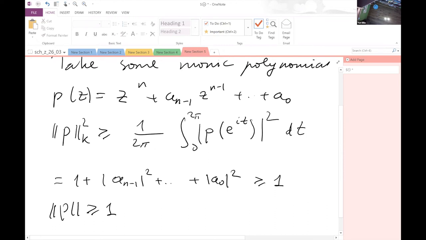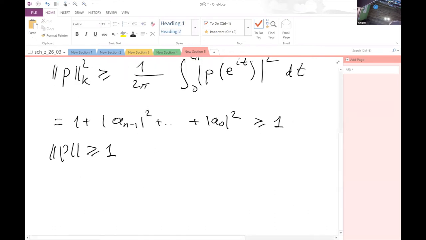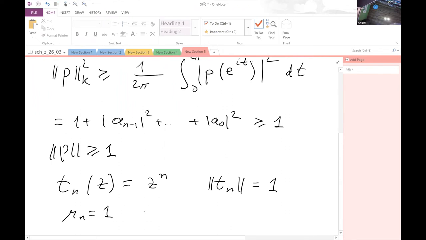On the other hand, if we take the polynomial Tn of z as z to the n, then its norm is exactly 1. So we obtain that mu n is just 1, and so tau n is also 1, so all of them are 1s, and we obtain that tau is 1. So the transfinite diameter of the disk is 1. This is very easy. So the K-norm of any polynomial is at least 1, and we have one polynomial whose norm is exactly 1.